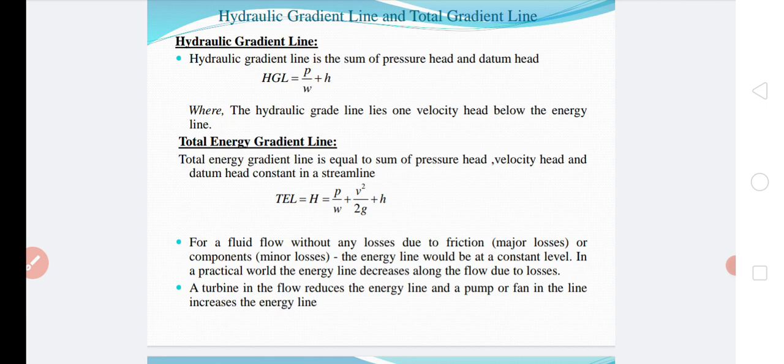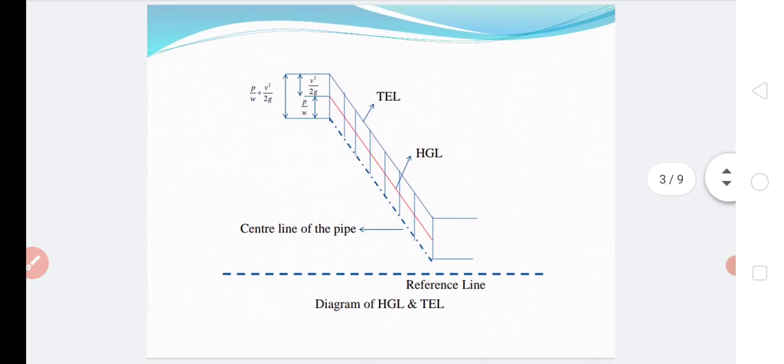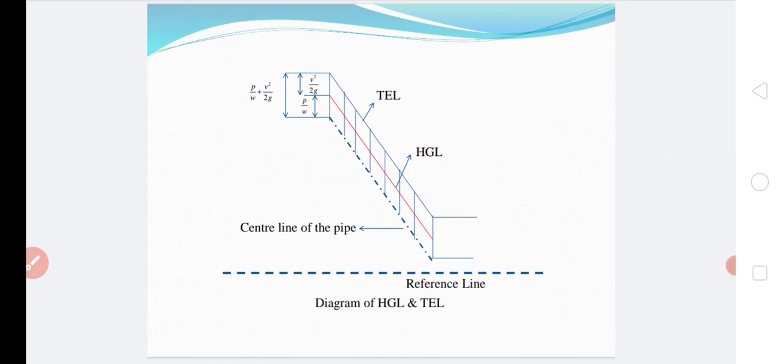Total energy gradient line. Before moving on, I can say this another way. In other words, it is a line which is obtained by joining the top of all vertical ordinates, as shown in this figure, showing the pressure head P by W of a flowing fluid in a pipe from the central line of the pipe.